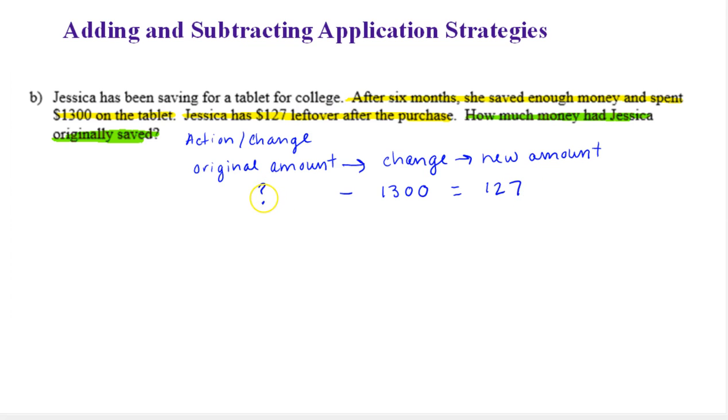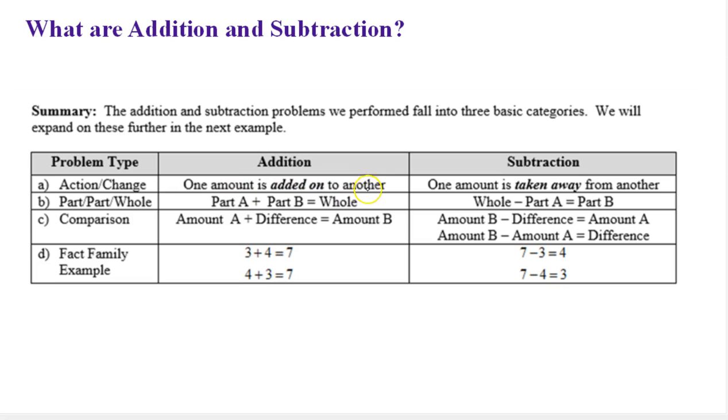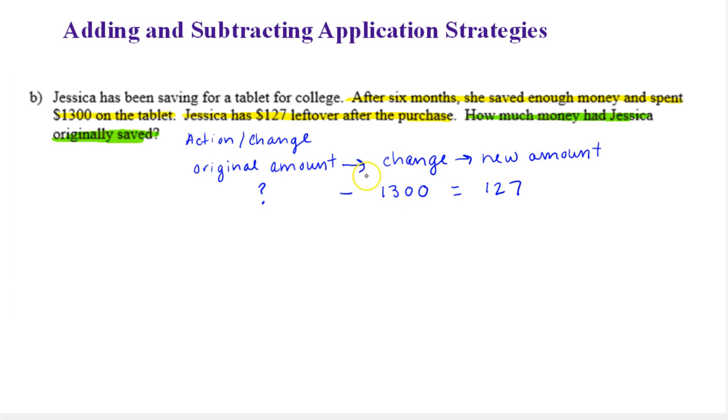$127. Now notice here, since we don't know what this number is, we can't subtract $1,300 from it to get $127. So this isn't in the general format. So let's think of how this applies based on our chart. One amount is added on to another, or one amount is taken away from another. When we have one amount taken away from another, the original amount is equal to these two amounts combined. So instead of subtracting the 1,300, we're going to add the 1,300 to the new amount, because here it was originally subtracted.